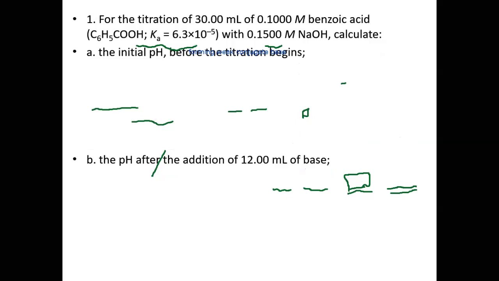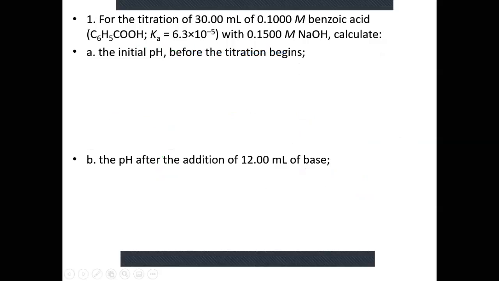So this problem I've divided up into 4 parts because they take a long time. Here we want to titrate 30 milliliters of 0.1 molar benzoic acid with 0.15 molar sodium hydroxide. Calculate the initial pH before the titration begins. We're just going to do like we learned in the previous chapter: the dissociation of your weak acid, find the hydronium ion concentration, and then we can find the pH.